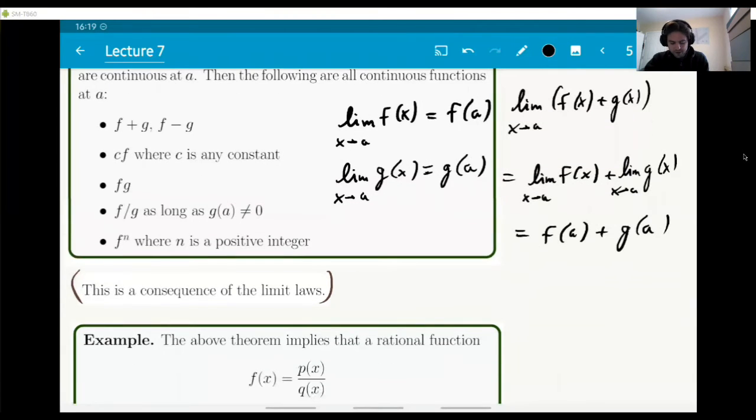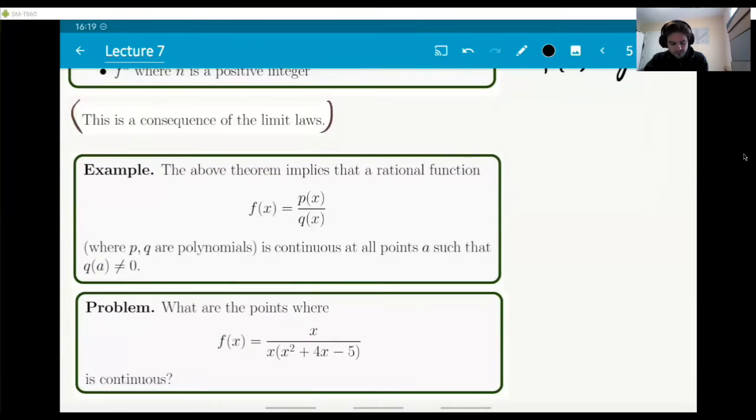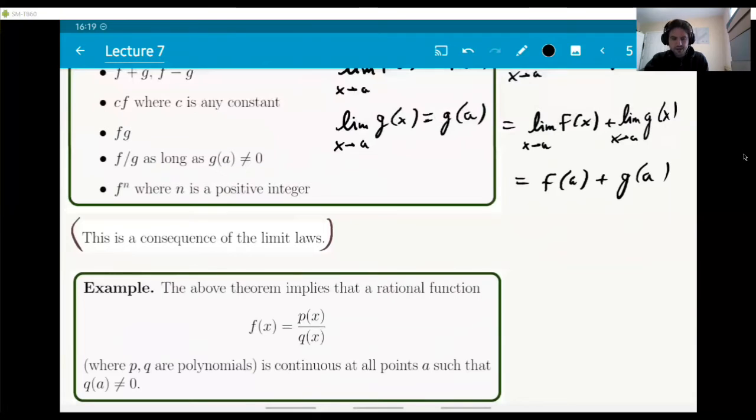Now, why do we care about that? For example, read this first example here. The above theorem implies that if you have a rational function, p over q, where p and q are polynomials, this is automatically going to be continuous at all points where q is not 0. So why is a polynomial function continuous? For example, the p function. Well, it's a sum of powers of x with coefficients in front. All of those are continuous functions. So p is continuous, q is continuous, and the theorem tells you that p over q is also going to be continuous at the points where q is not 0. So there you go. We already knew this.